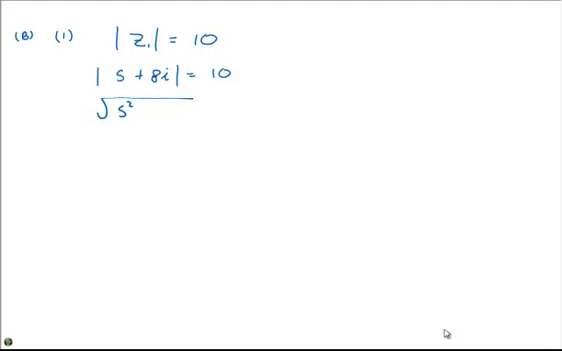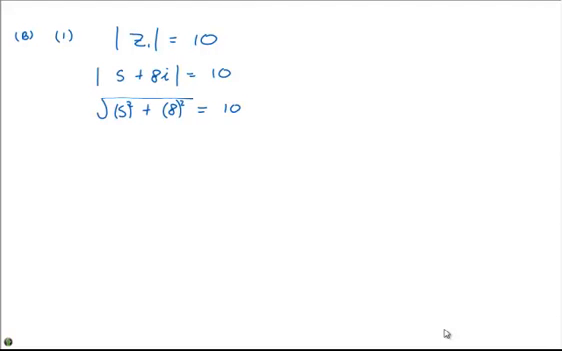And again, the next bit is fairly straightforward. Part 1 says the modulus of Z1 is equal to 10. That's really, really straightforward. So what you're saying is the modulus of s plus 8i is equal to 10. Modulus means the square root of s squared plus 8 squared. Be a little bit fussy about how you set that up, making sure you put the coefficient of the imaginary part in brackets. If it's a minus, it goes in brackets, etc.